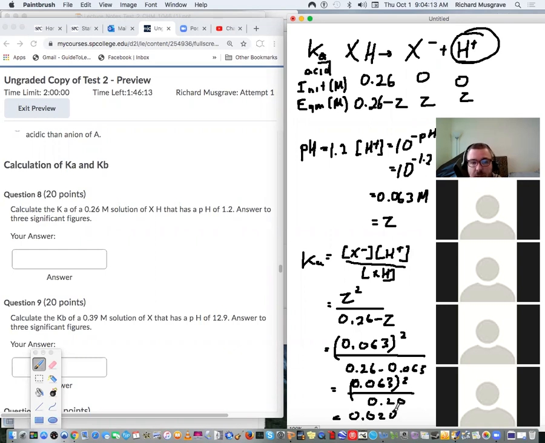But the key part of that one is understanding what to do if you've got pH or pOH in your question. Does anybody have any questions about that one?